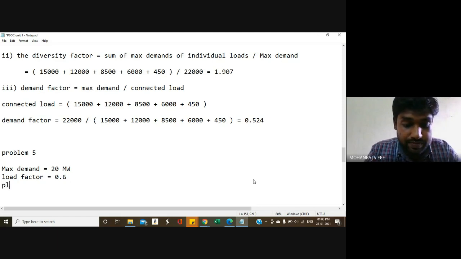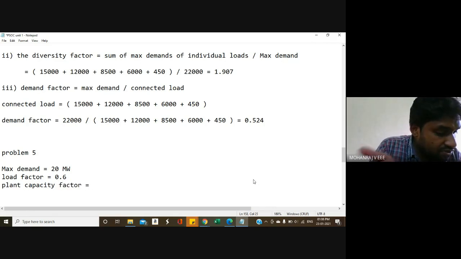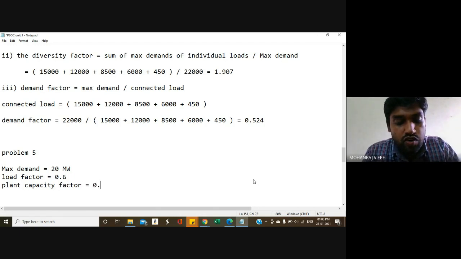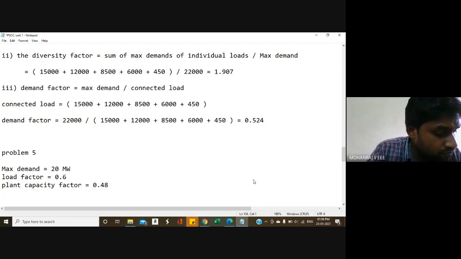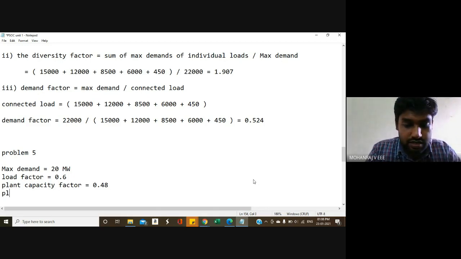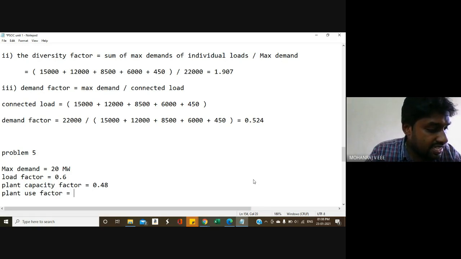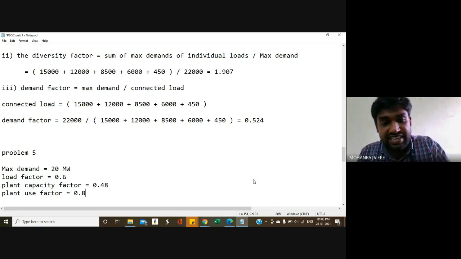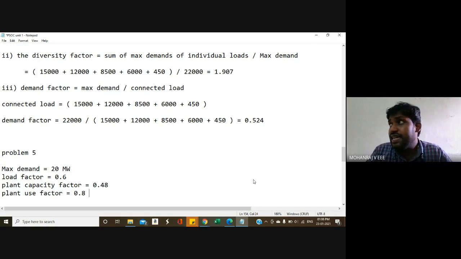Then the plant capacity factor, we are given the value, which is equal to 48%. Plant capacity factor is equal to 48%. If you divide that by 100, you will get 0.48. Fine. Then you have your plant use factor. The plant use factor has the value 80%, which can be written as 0.8. Divide 80% by 100, and you get 0.85.